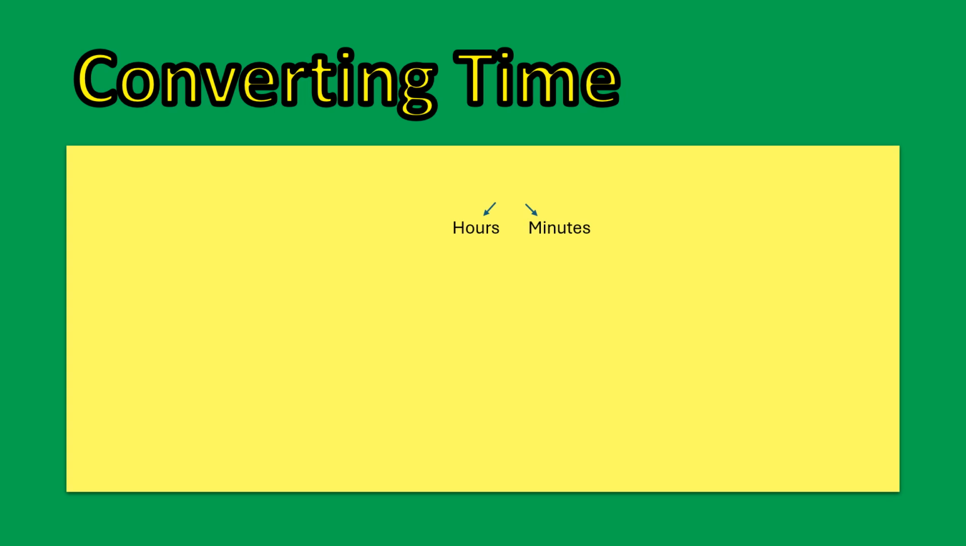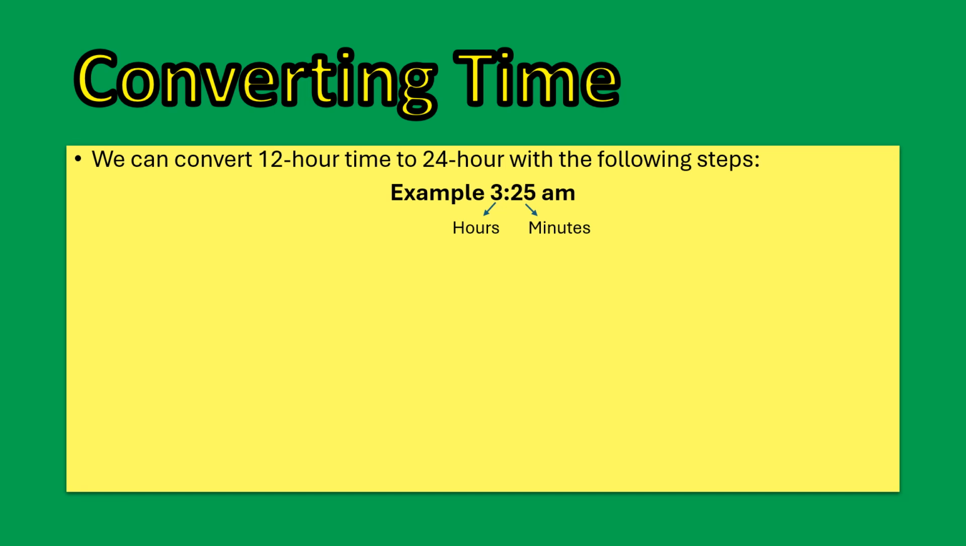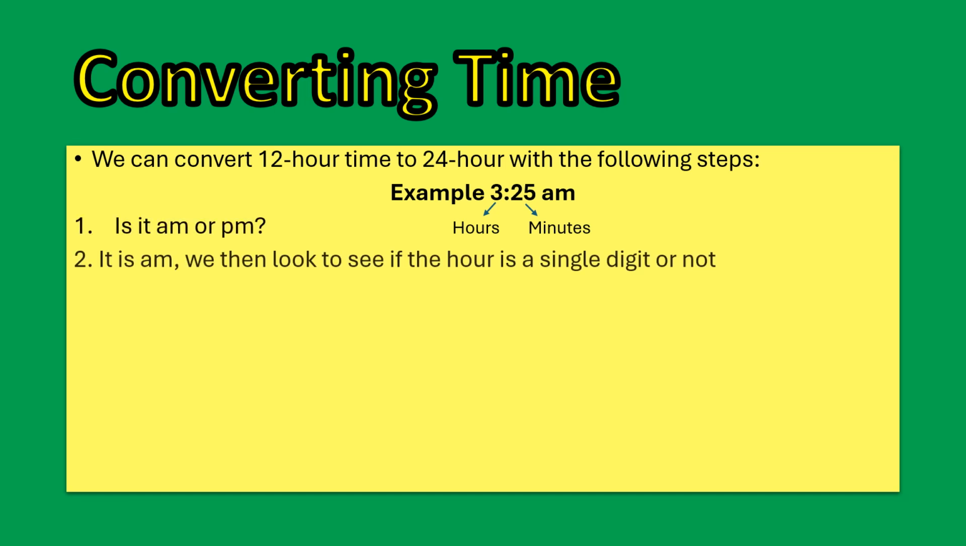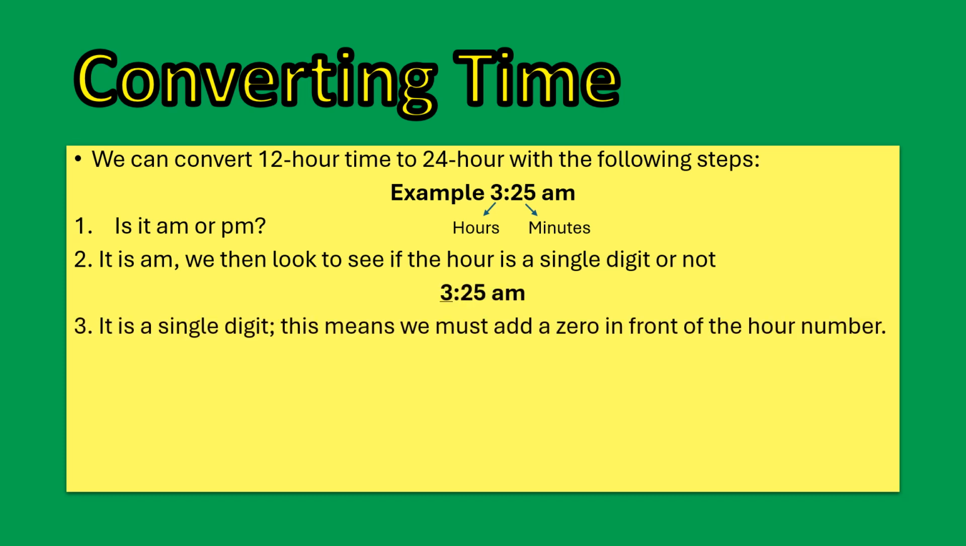You can convert time, so we can convert 12-hour time to 24-hour with the following steps. So our example for this one is going to be 3:25 AM. Now the 3 tells us the hour and 25 is the minutes. So firstly we need to think, is it AM or PM? In this example it is AM, so we then look to see if the hour is a single digit or not. So we can see the 3 underlined here is a single digit. This means we must add a 0 in front of the hour number.